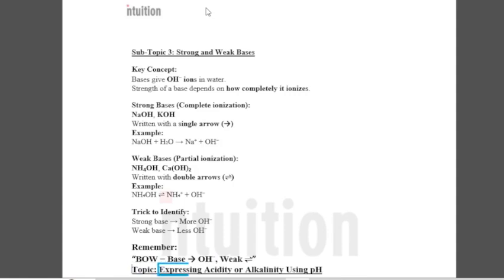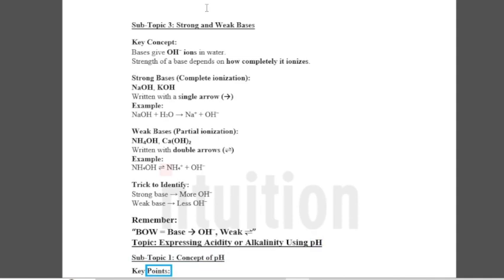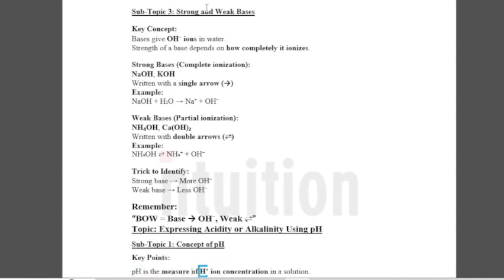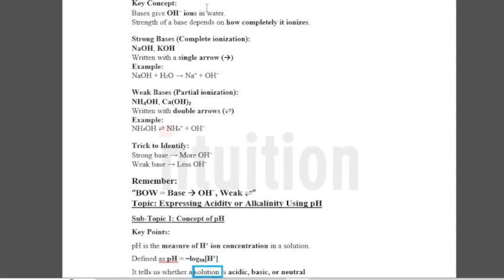Topic: expressing acidity or alkalinity using pH. Subtopic 1. Concept of pH. Key points: pH is the measure of H+ ion concentration in a solution. Defined as pH is equal to minus log of H+. It tells us whether a solution is acidic, basic, or neutral.